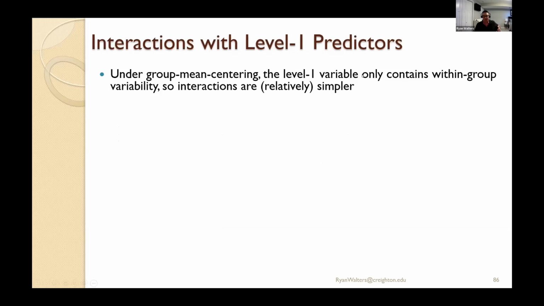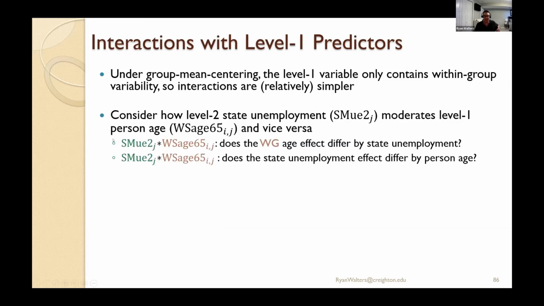Interactions with level 1 predictors are relatively simpler compared to grand mean centering. This cross-level interaction between unemployment and within state age is not a convergence effect. It is a pure cross-level interaction because within state age is a pure level 1 variable. So does the within group effect of age differ by state unemployment?